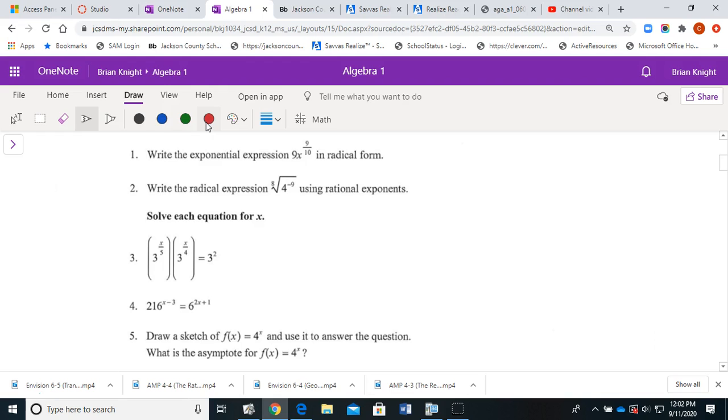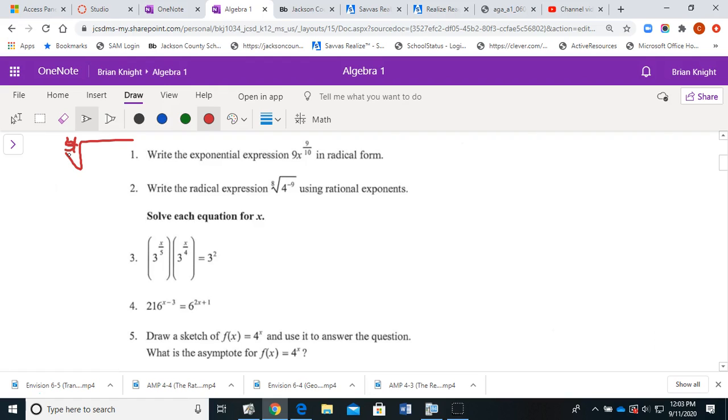All right, so number one, we had to write the expression 9x to the 9/10 in radical form. Now, understand a radical is just that little sign, okay? That radical can mean a square root, it can mean a cubed root, it can mean a fourth root, it can mean whatever root it is, but the little check mark thing is the radical, okay? So, what is being taken to the 9/10 power there?